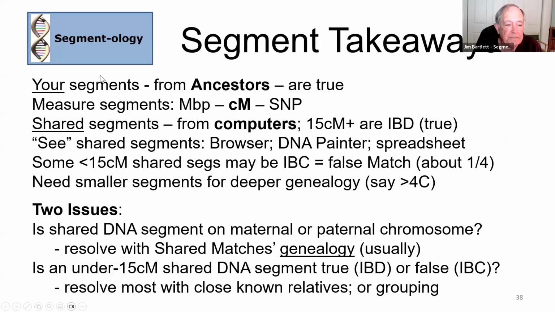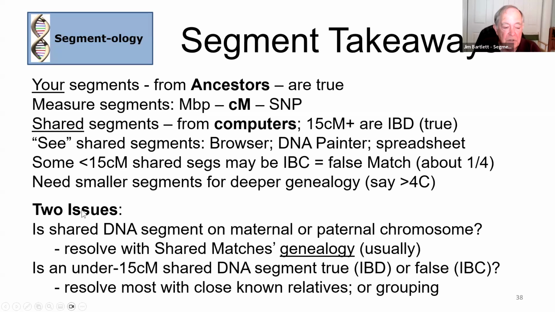So, segment takeaways. Your segments are from your ancestors and they're true. You measure the segments with base pairs, centimorgans, or SNPs. The shared segments are from computers and all of them over 15 centimorgans are true. And you can see the shared segments in a browser, on DNA Painter, in spreadsheets, anywhere you can display these. And some of the smaller ones may be false, but you need some smaller ones. The genealogy is okay, even if the segment is not there. You don't have to have DNA with somebody for them to be your cousin.